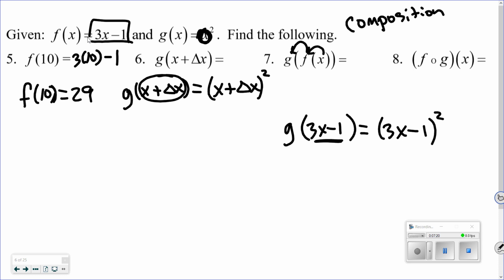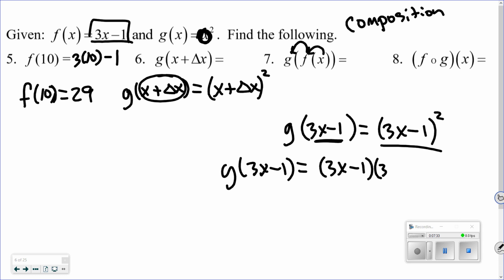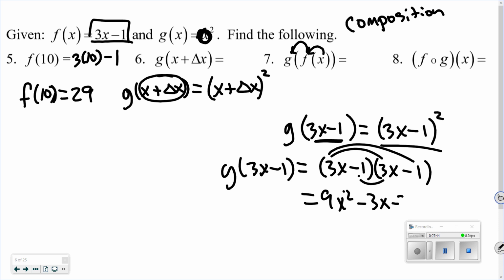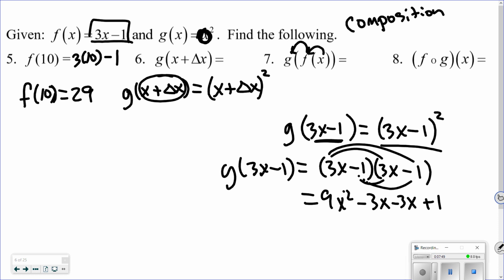And that's my answer. Now, just to remind you of something, I'm going to multiply this part out. You don't have to in general unless it tells you to. If I do want to multiply it out, we go (3x minus 1) times (3x minus 1). I just have to distribute there. So this would be 9x squared minus 3x minus 3x plus 1. If I simplify that a bit, I end up with 9x squared minus 6x plus 1. So that's one way to multiply that out.